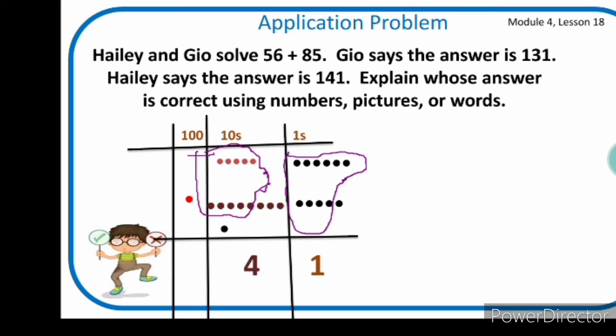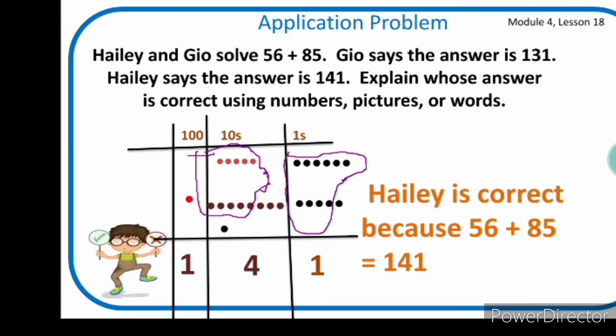Now in the hundreds, we just have 1. So we have our answer. What's our answer? Good, 141. So from the question now, who do you think is correct? Haley is correct because Haley says the answer was 141. Gaio says the answer is 131. And we got 141 as our answer. So Haley is correct.